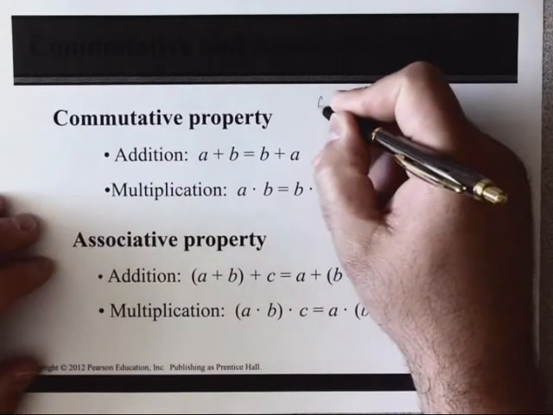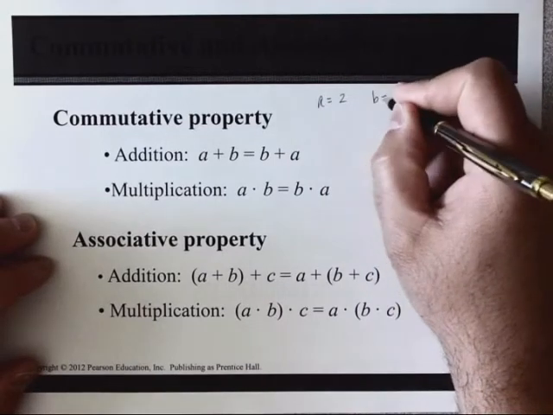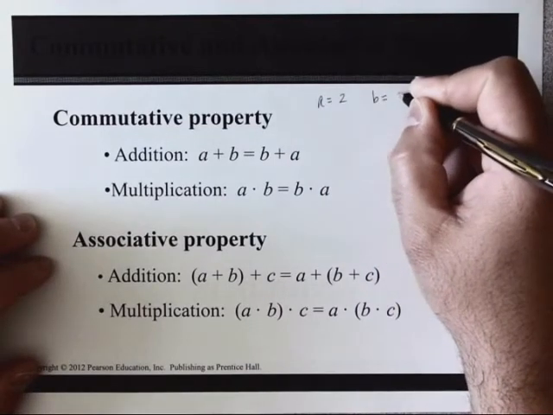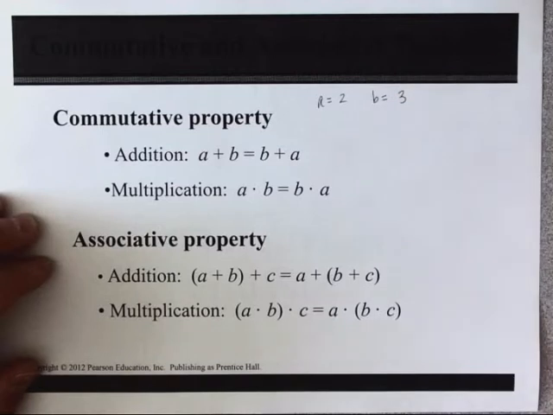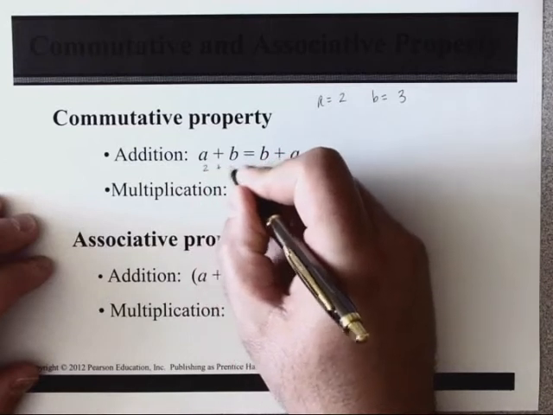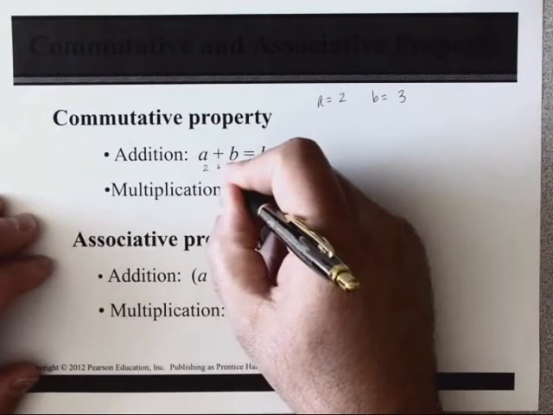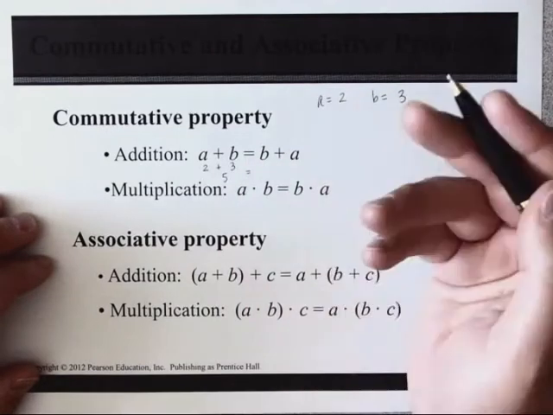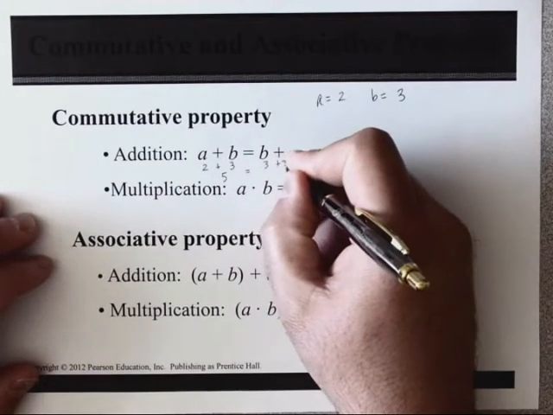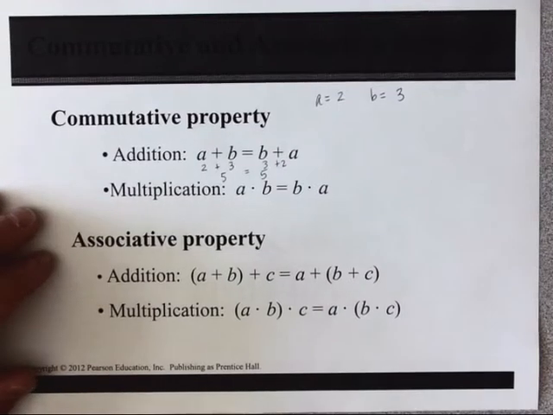So you can test this. Let's say that A was 2 and let's say that B is equal to 3. Let's just make it simple. So A plus B is 2 plus 3, which would equal 5. And then if I switch those and I do 3 plus 2, hey, I also get 5. Right? So that's what the commutative property is saying.